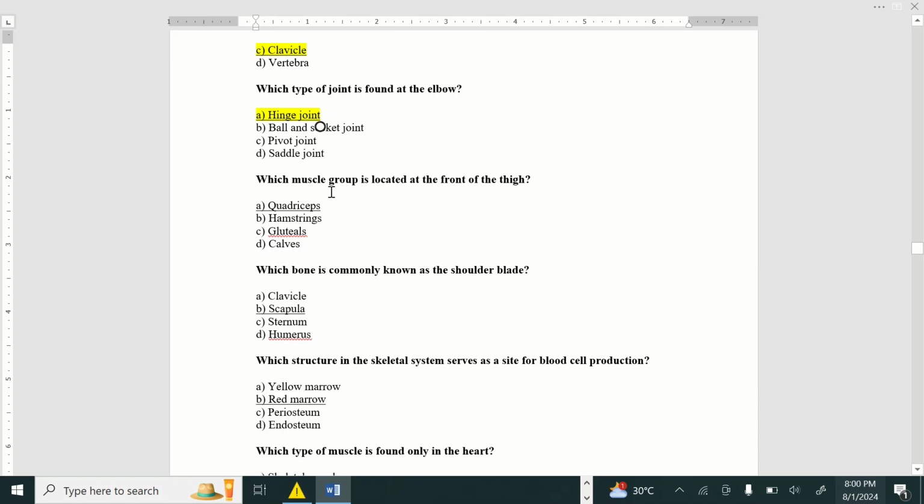The next MCQ is: which muscle group is located at the front of the thigh? A. Quadriceps, B. Hamstring, C. Gluteus, and D. Pelvis. So the correct option is A.